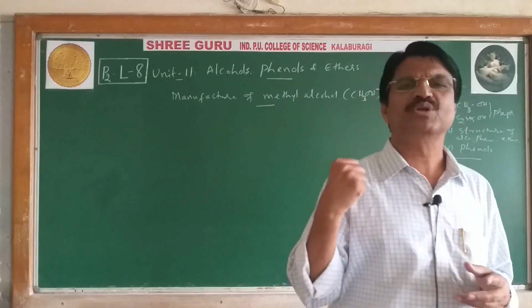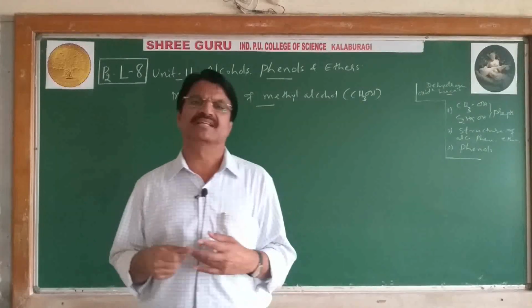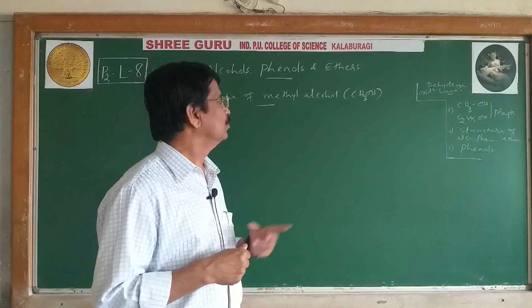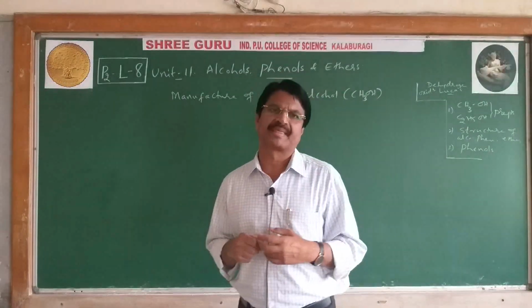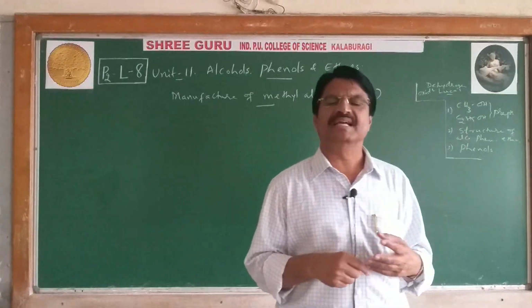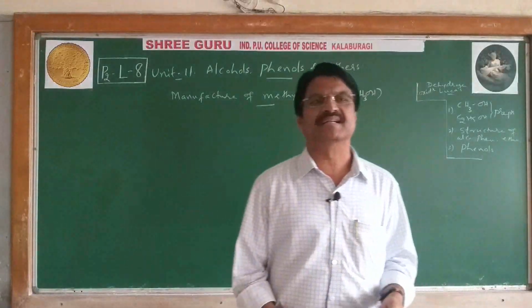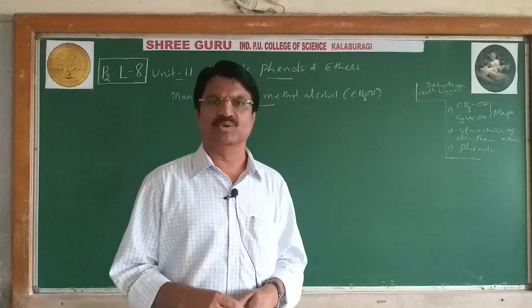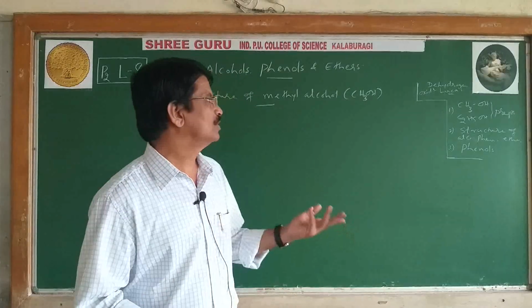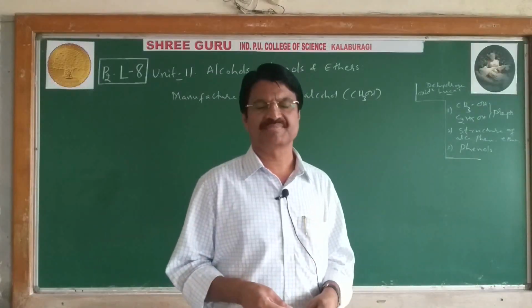But if you want to control the oxidation, you have to use a special reagent that is called Lucas reagent. A mixture containing anhydrous zinc chloride and concentrated HCl is called Lucas reagent. It can be used to distinguish between primary, secondary and tertiary alcohols.